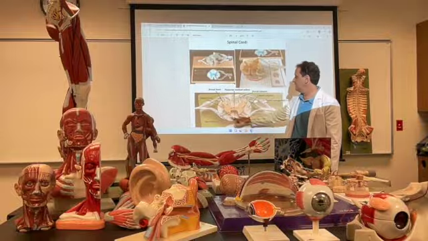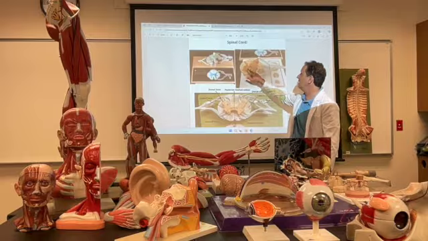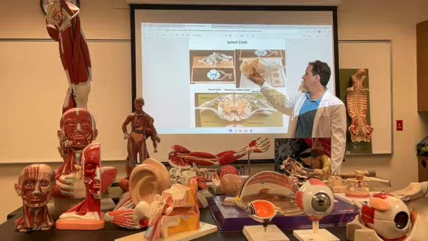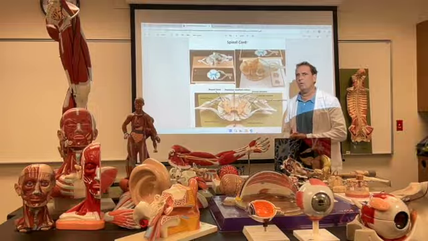The white or the lighter color are going to be columns. The dark is going to be horns.